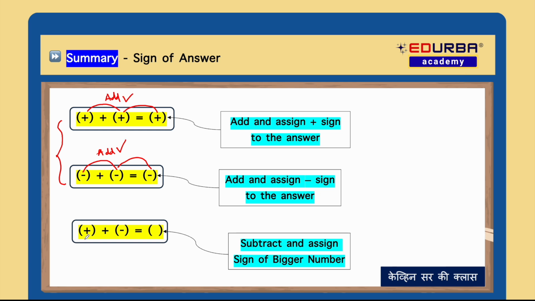Whereas when we have one positive and one negative, the sequence doesn't matter. That means we can also have the negative number first and the positive number second. Still we have to follow the same rule. So when we have one positive and one negative, you have to always see which one of them is the bigger number. The sign of the bigger number has to be put here, and then we have to do subtraction of the smaller number from the bigger number, and that will be your answer.